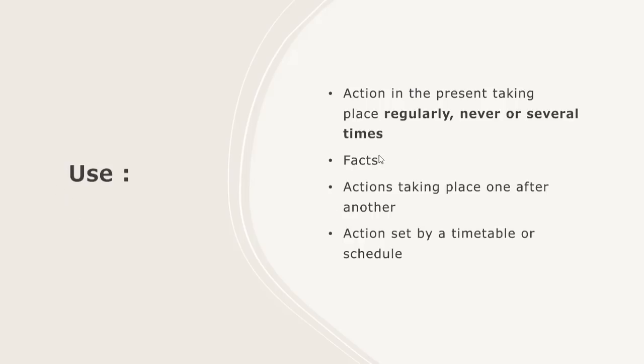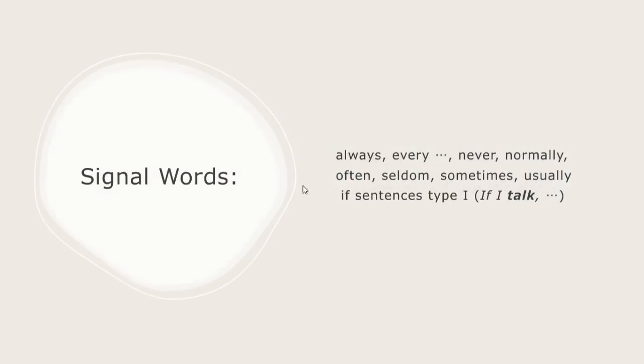Simple present is used for an action in the present taking place regularly, never, or several times. Okay? Second one is facts. The third is actions taking place one after another. And then the next one is an action set by a timetable or schedule. Alright? Okay.